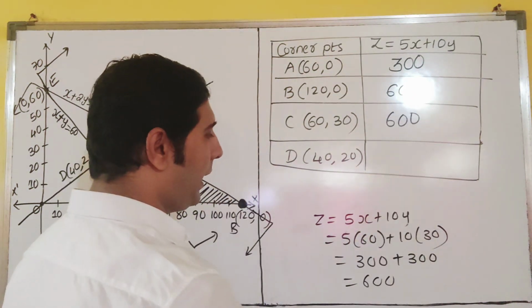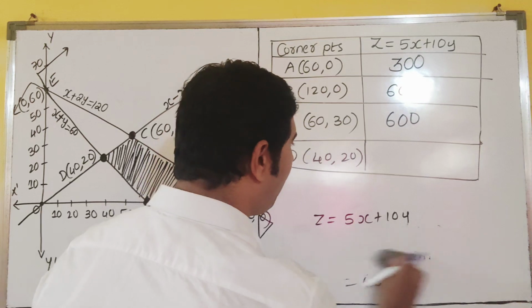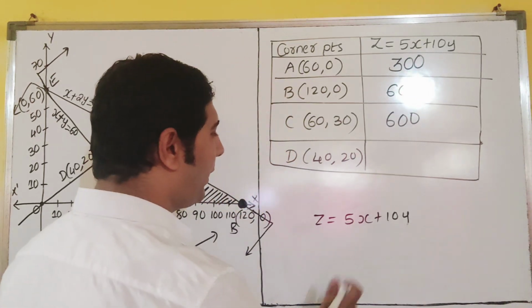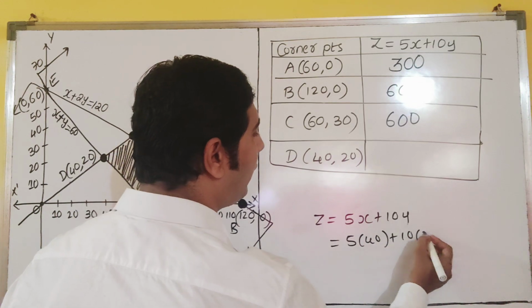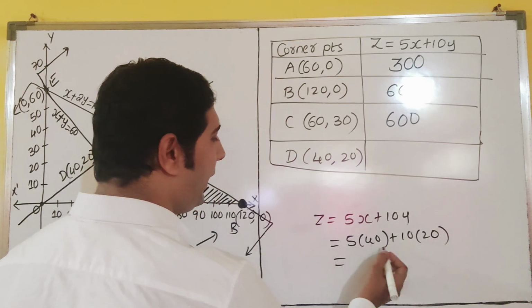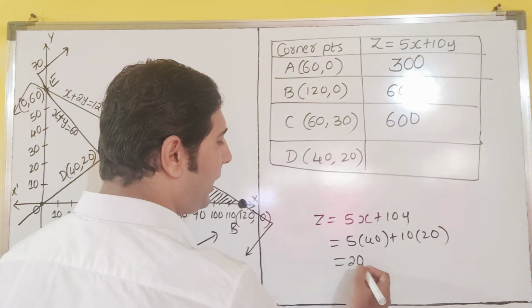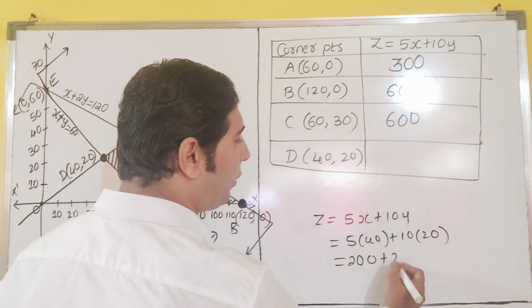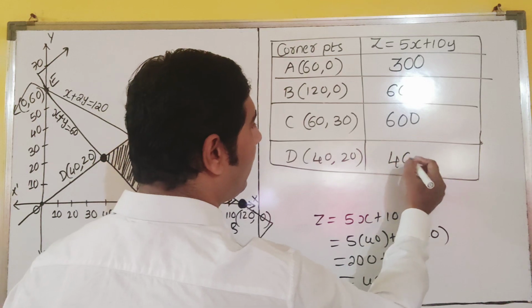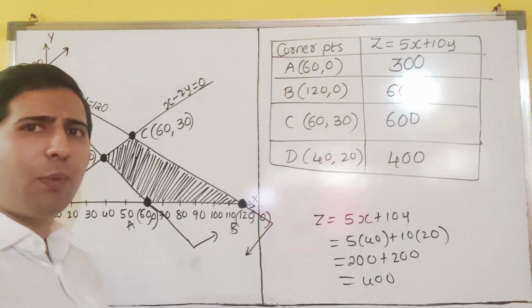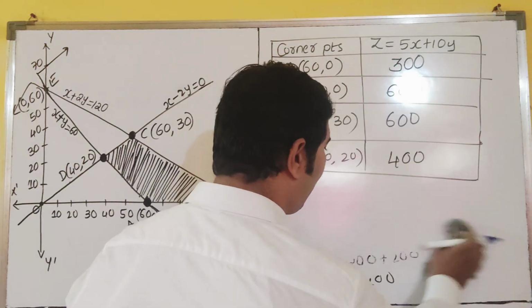600 we got. So next is 40, 20, dear students. You put now 5 into 40, 10 into 20. So how much is it? 5 into 40 is 200. 10 into 20 is 200. So 200 plus 200 is 400. We got 400, dear students. I hope you understood what values we have got.